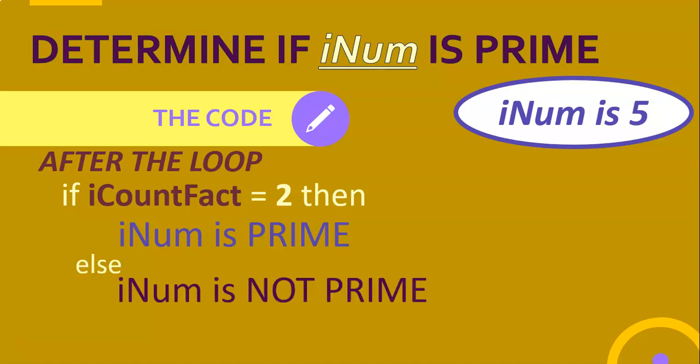And if it's not equal to 2, then obviously you do what the code is that needs to be done if it's not a prime number. So let's go have a look at this in Delphi.